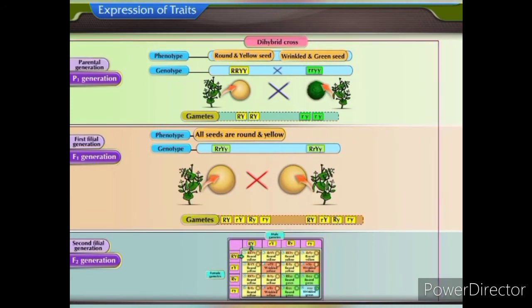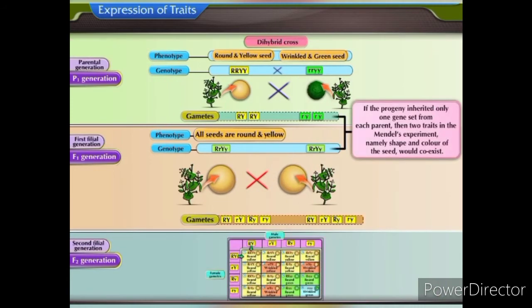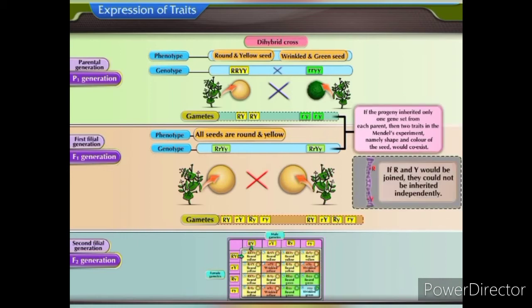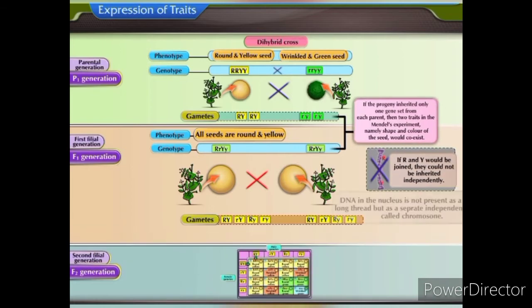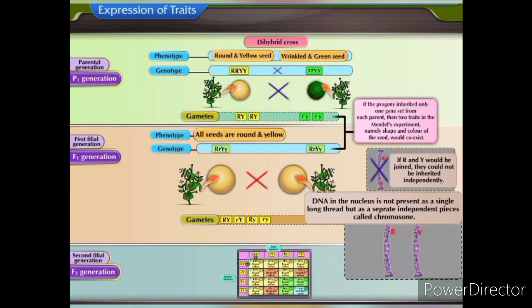In a dihybrid cross, if the progeny inherited only one gene set from each parent, then two traits in the Mendel's experiment, namely shape and color of the seed, would coexist. For example, capital R and capital Y would be joined and could not be inherited independently. But this does not happen, as the DNA in the nucleus is not present as a single long thread, but as separate independent pieces called chromosomes.